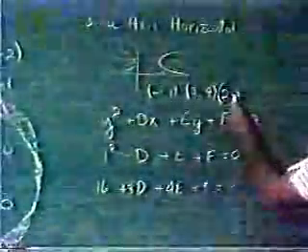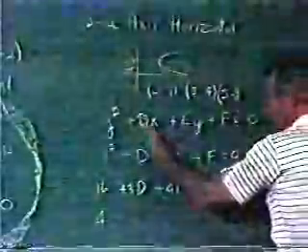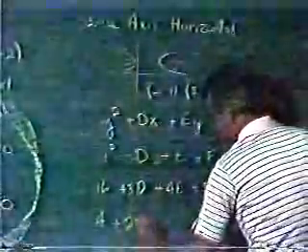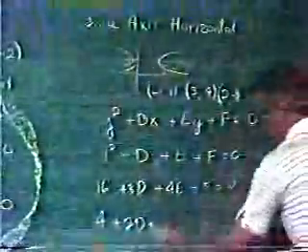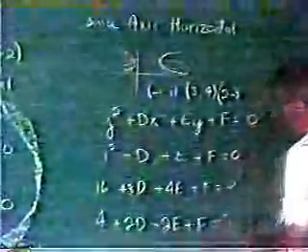I put the minus 2 everywhere y is. That's minus 2 squared, that's 4. X is 2, so I put a 2 where x is. That's plus 2D. Y is a minus 2, so I put a minus 2E. Plus F is equal to 0.